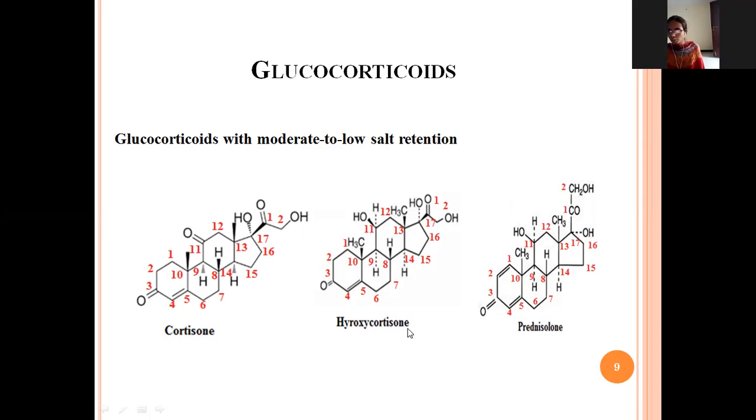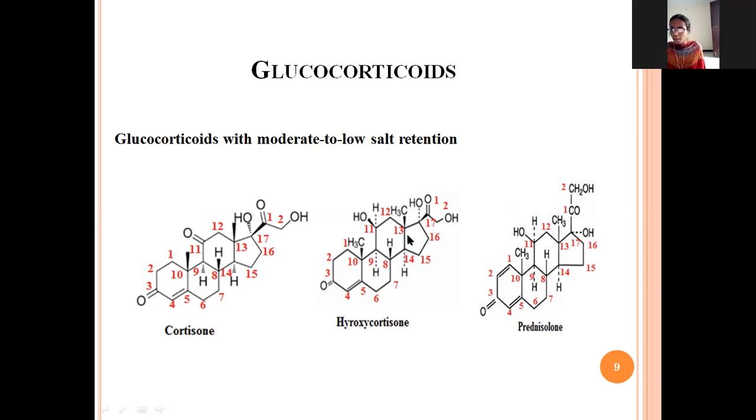Next, hydroxycortisone. Here this is the phenanthrene's ring. Three 6-membered rings, that is phenanthrene, and this is the cyclopentane. Here in the third position oxygen, and here in the 11th position and 17th position hydroxyl groups. Here in the 10th and the 13th position methyl groups are attached. In the 17th position 2-hydroxy acetyl is attached.